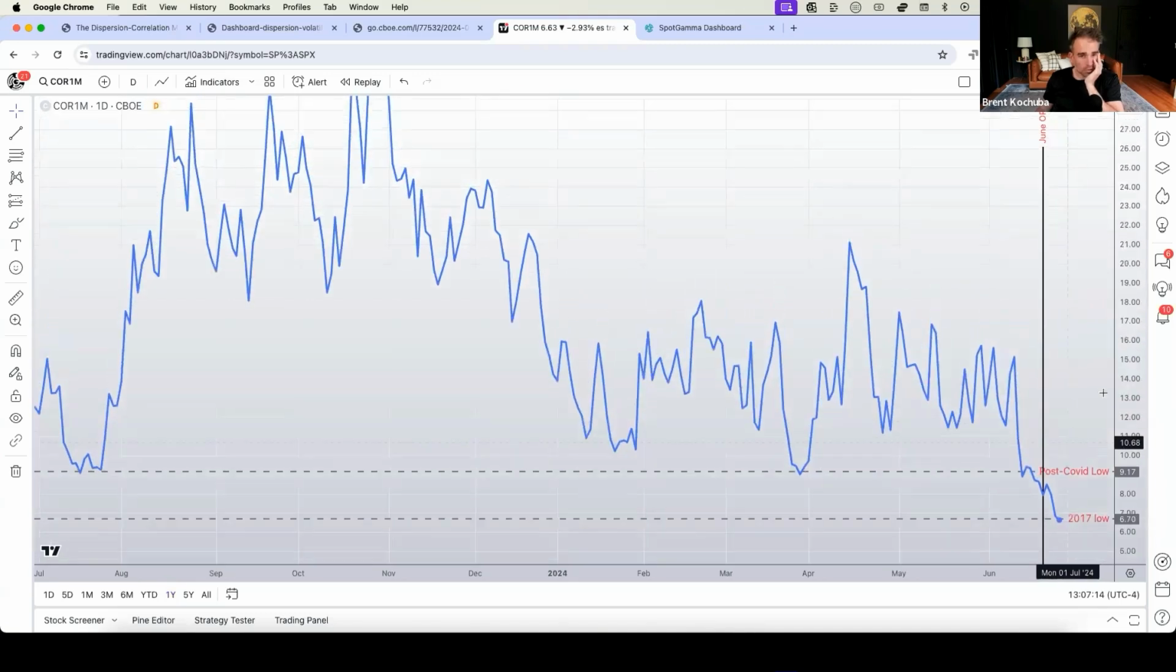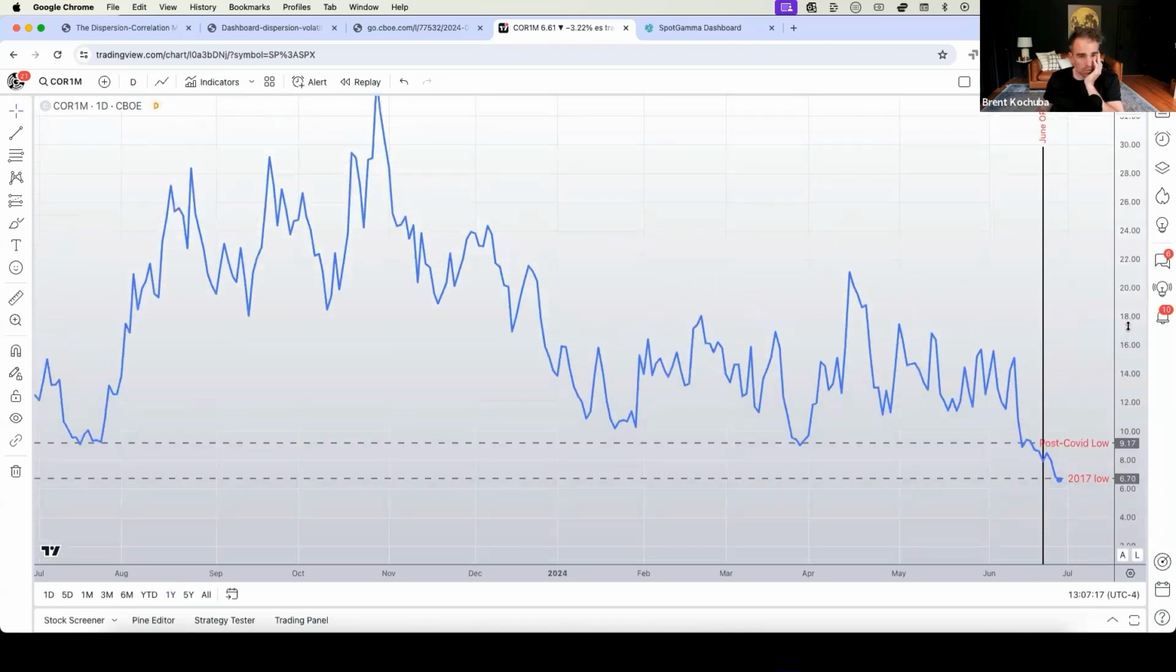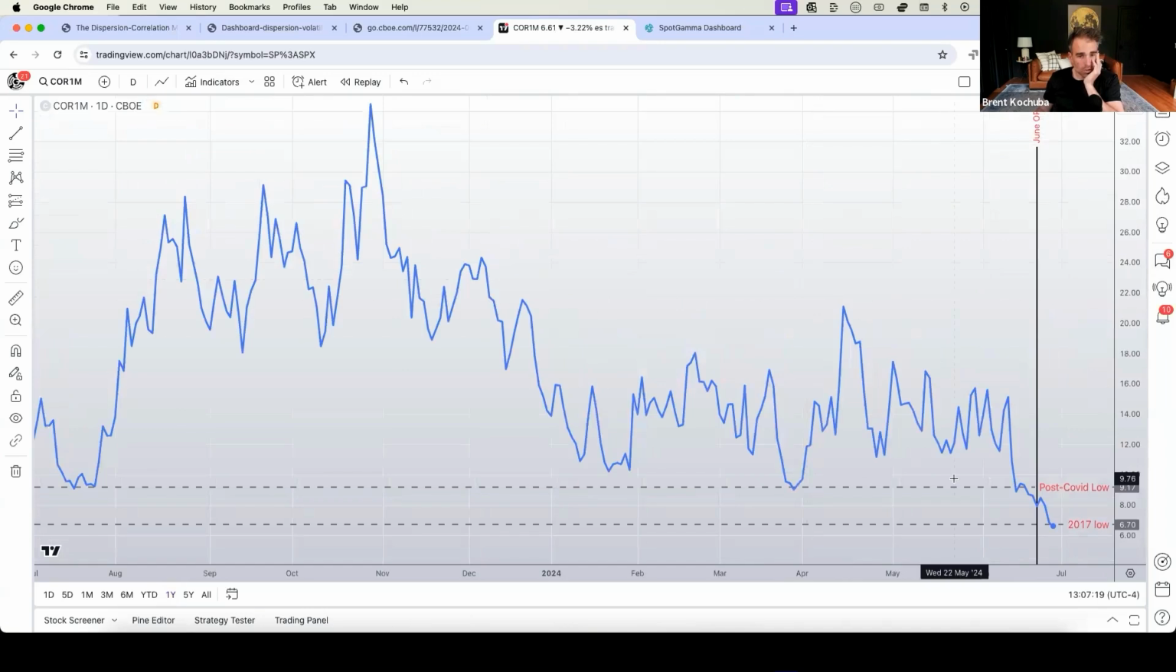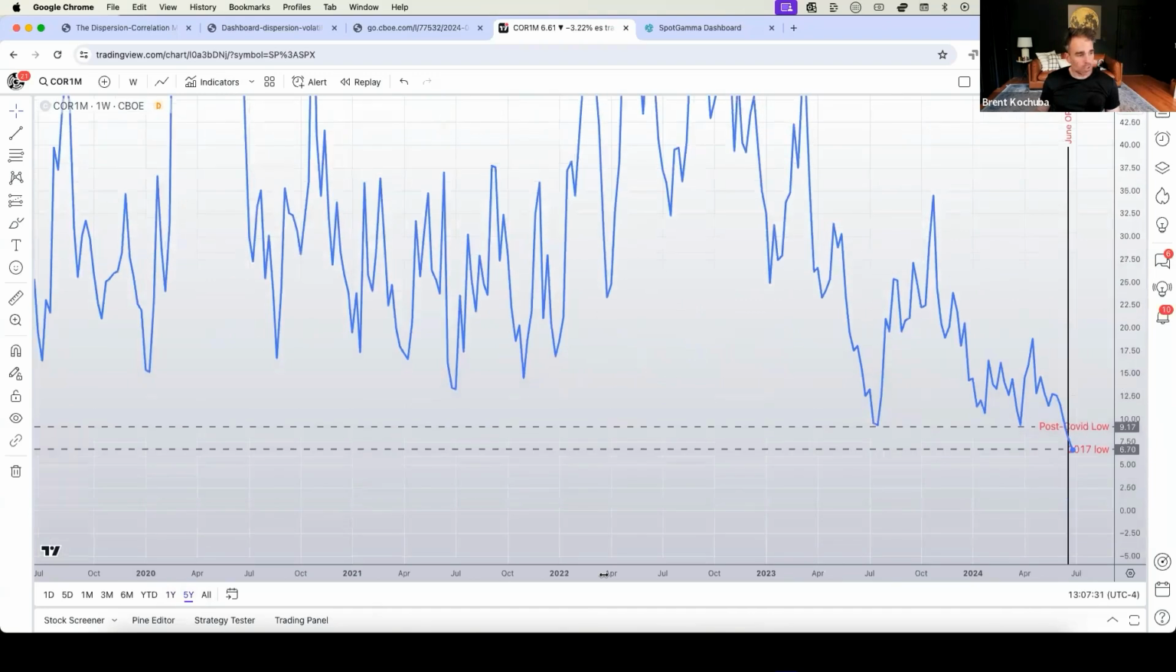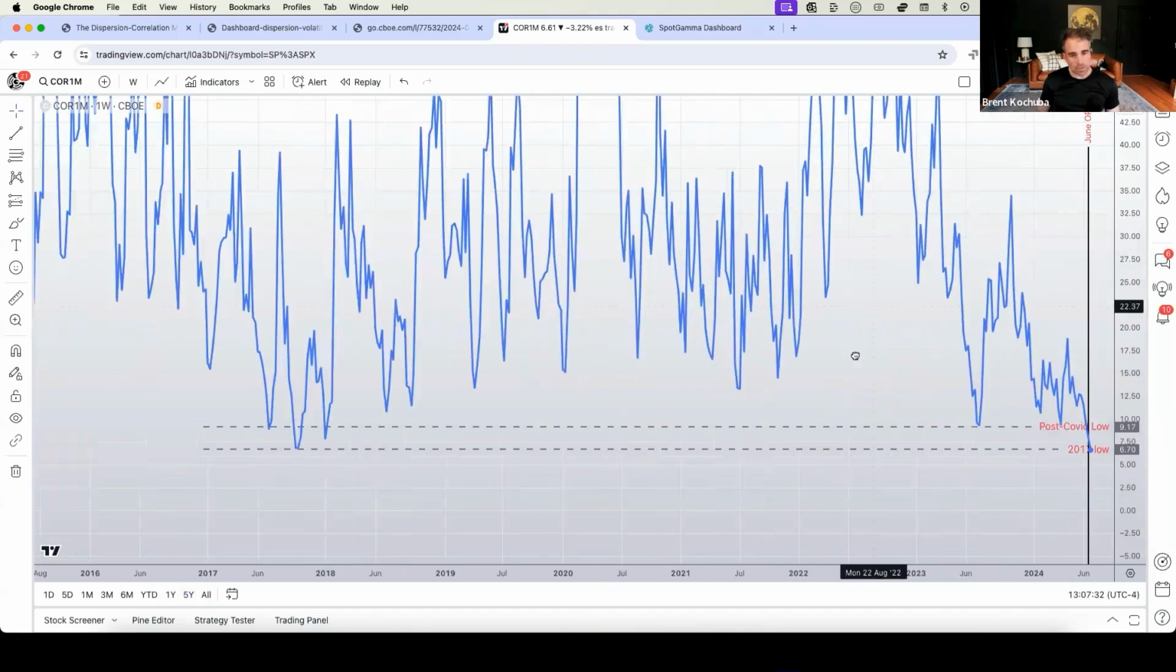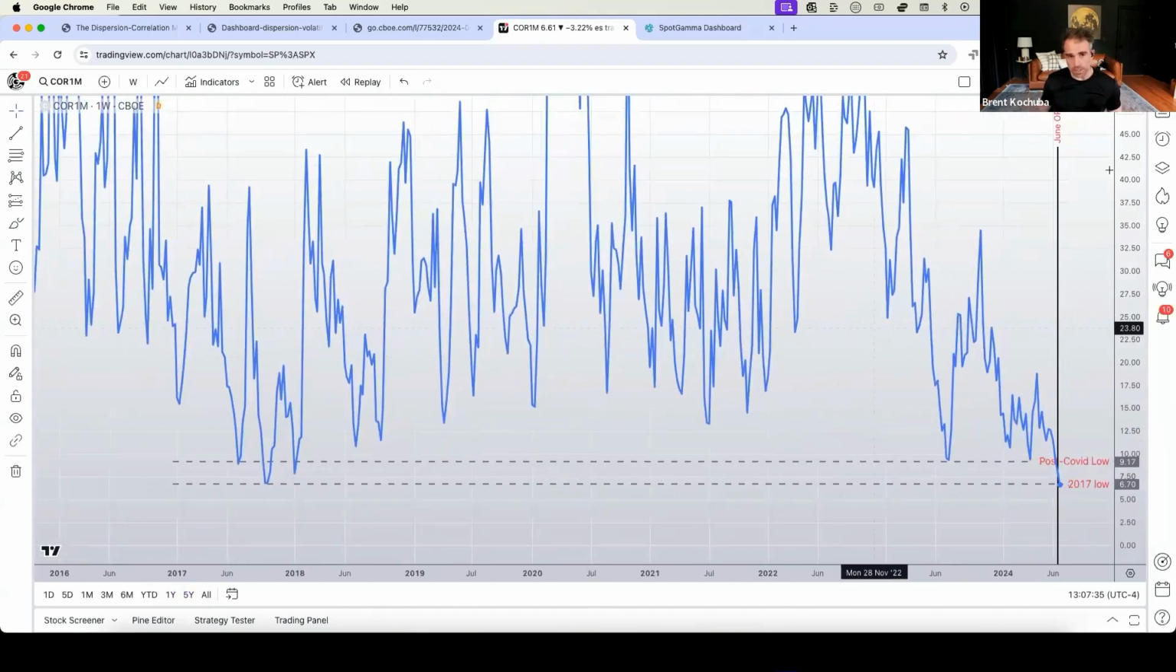I just happen to be looking at TradingView today because they have this core one chart. You can see we hit June OPEX, even a little bit before June OPEX, and we just crushed in this metric, right? And if you zoom out, as I said again in the founder's note, we hit 2017 lows. I just want to talk about the significance of a lot of this.